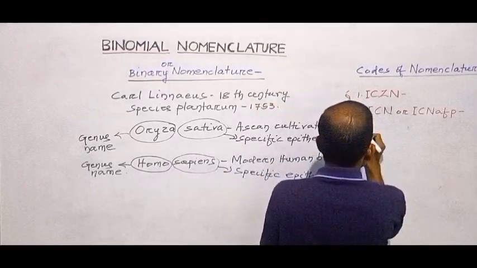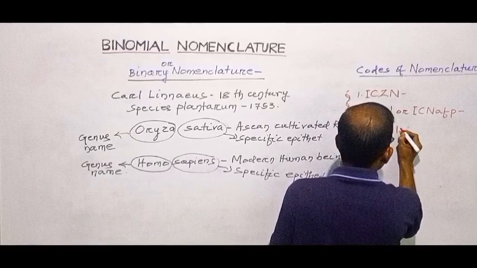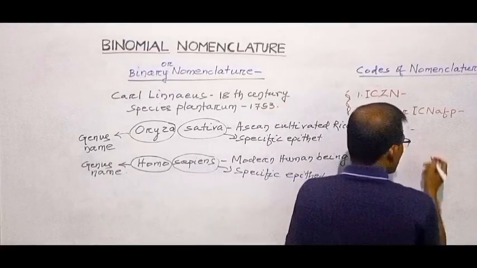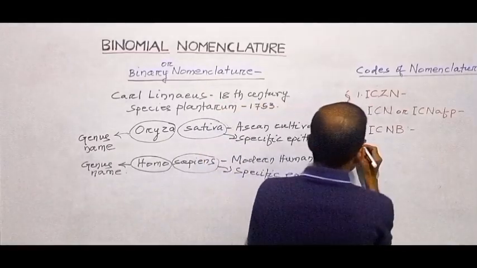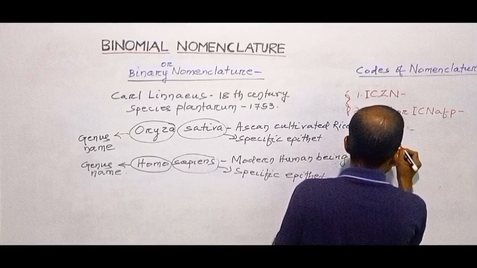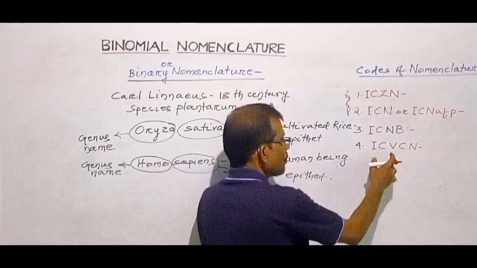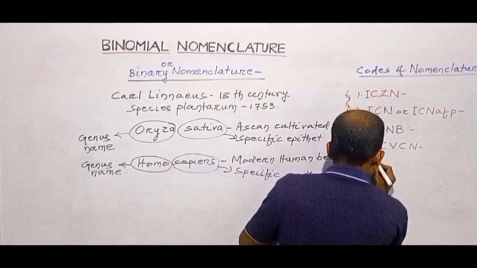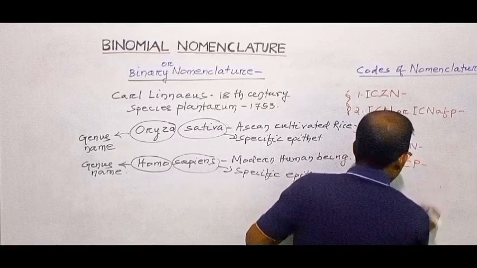Third one is the International Code of Nomenclature for Bacteria, ICNB. This code is applicable for naming different types of bacteria. And fourth one is the International Code of Virus Classification and Nomenclature. It is applicable to viruses. And fifth one is the International Code of Nomenclature for Cultivated Plants.